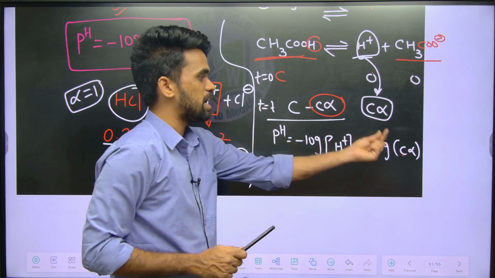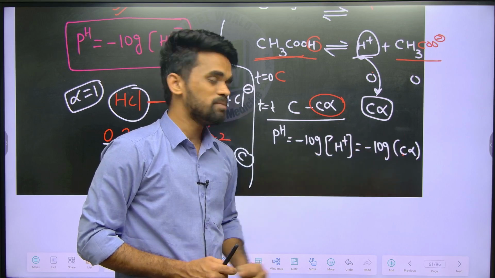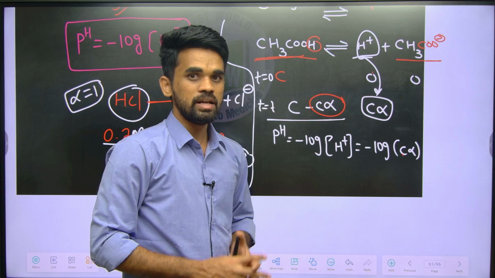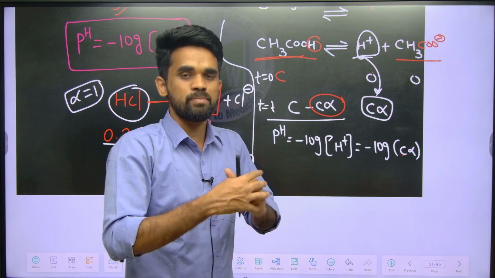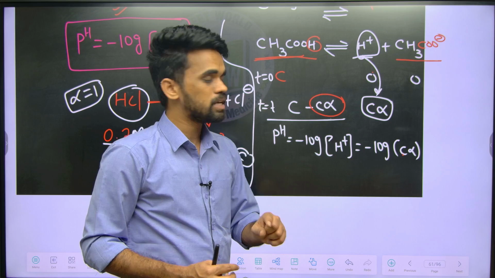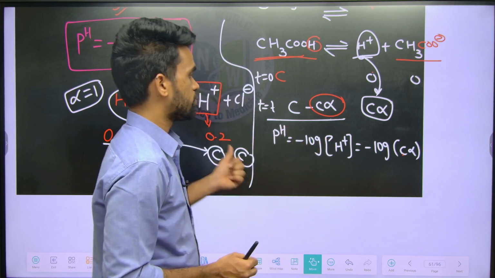Calculating pH directly using its concentration and degree of dissociation. Sometimes they won't provide you alpha, the degree of dissociation. They will give you the data in some other format. So what is that format? I will explain. But before going to that, let us solve a question related to this formula first.